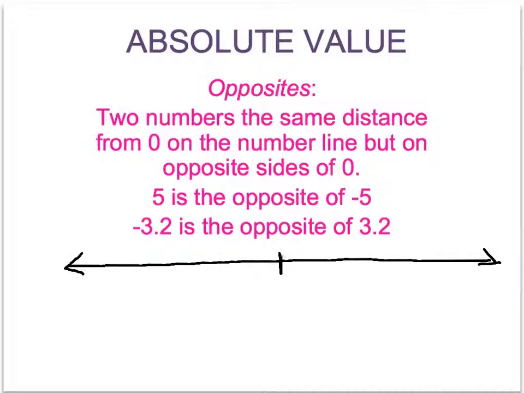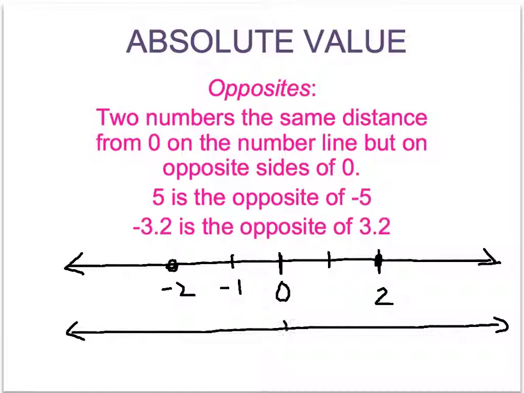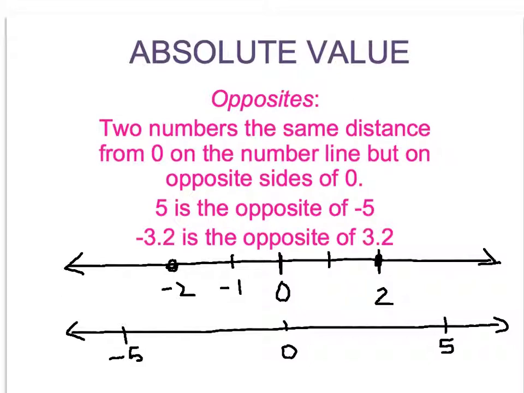So here's my number line, here's 0. So if this is my number 2, well, the opposite of 2 is going to be 2 spaces from 0 in the other direction. So it'll be 1, 2 spaces from 0. So the opposite of positive 2 is negative 2. Similarly, if I have two other examples here, the opposite of 5, if I put 5 up here, is going to be the same number of spaces in the other direction. So that would be negative 5.